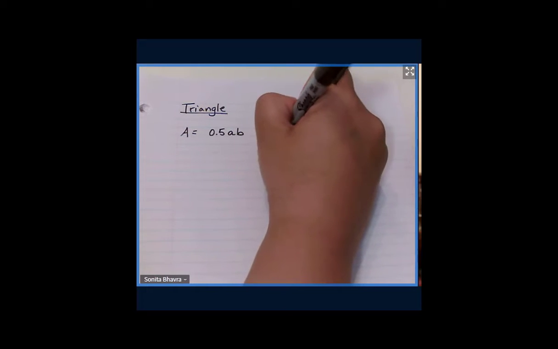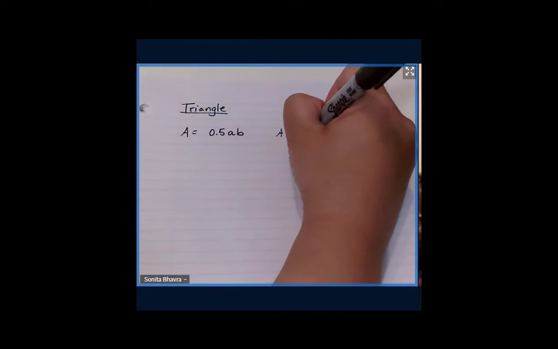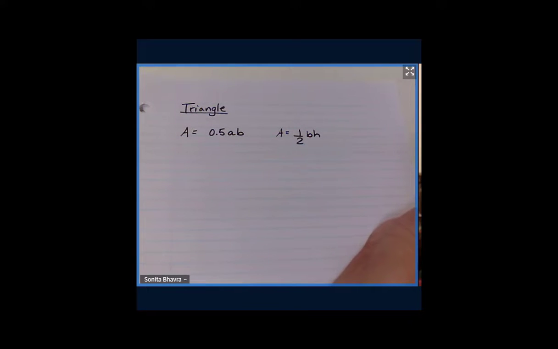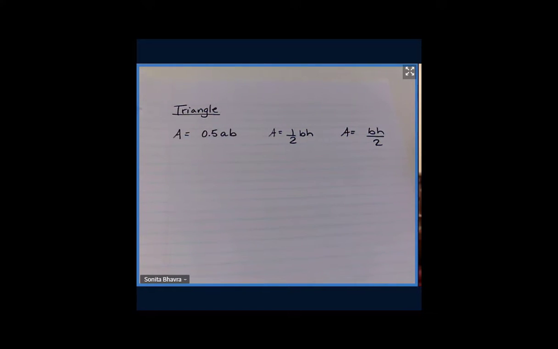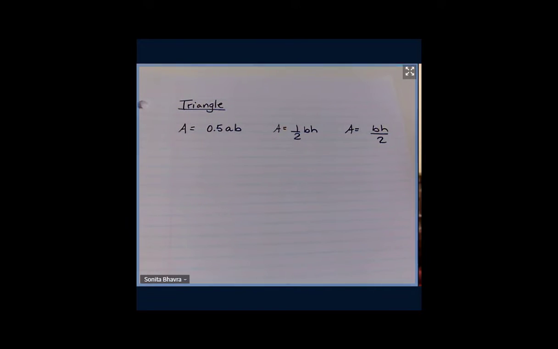Next, we're looking at our triangle, and you may have seen lots of different formulas for triangles, and they're all the same. For example, 0.5 AB, where A represents height or altitude. You might have seen it as area equals half base times height, or base times height divided by 2. They're all the same thing, so you can use whichever formula you prefer.